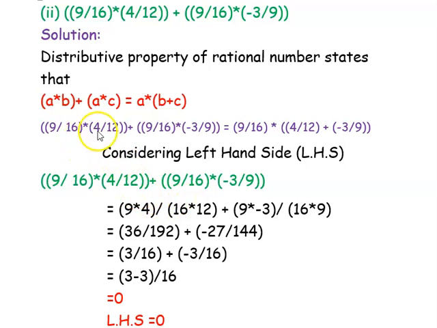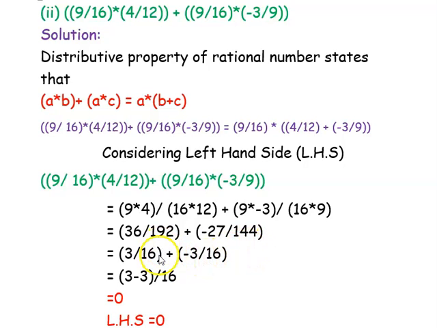Now we will consider only the left hand side: 9 by 16 times 4 by 12 plus 9 by 16 times minus 3 by 9. For the first part, we multiply numerator and denominator separately. So the numerator is 9 times 4 divided by 16 times 12, plus the second part, 9 times minus 3 divided by 16 times 9. So 9 times 4 is 36 divided by 16 times 12, which is 192, plus 9 times minus 3, which is minus 27, divided by 16 times 9, which is 144.